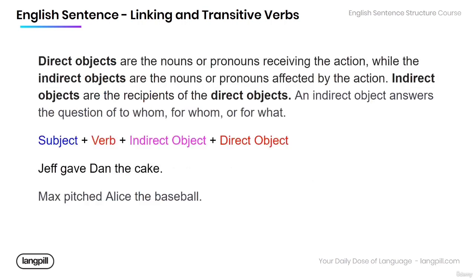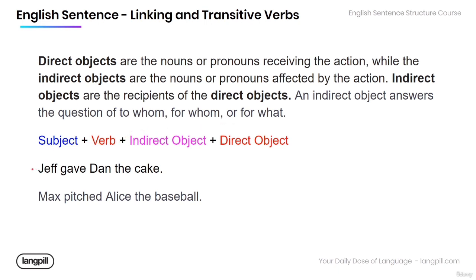So that is our indirect object. So a little bit more on direct and indirect objects, but direct objects are just the nouns or pronouns that are receiving the action, okay? While the indirect objects are the nouns or pronouns affected by the action. So think of it this way. Indirect objects are the recipients of the direct object. And the indirect object is always going to answer that question, from whom, okay, or to whom, for whom, or for what.